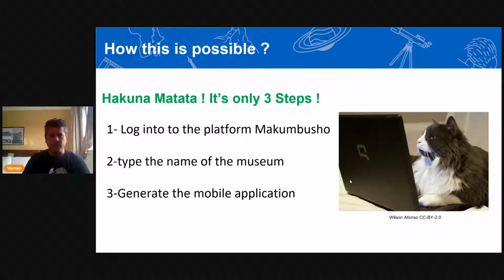First of all, to simplify the process, you just log into the platform of Makumbusho, type the name of the museum, and click to generate the mobile application. It will be automatically generated.